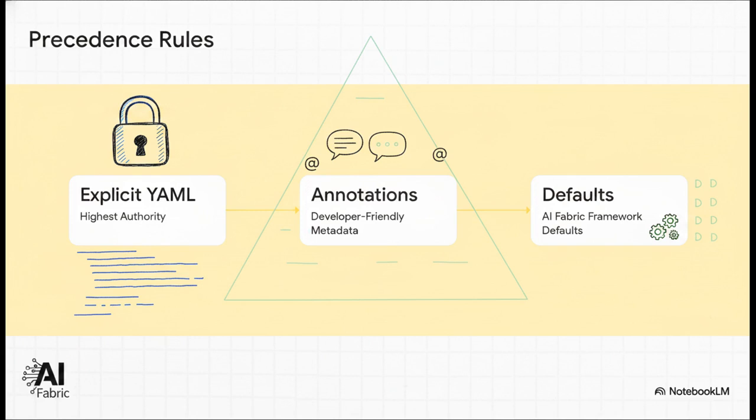Right below that, you have your developer-friendly annotations sitting directly on an entity class, which lets you easily declare which fields are searchable text and which are just metadata. And finally, sitting at the base are the AI Fabric framework defaults. So if there's ever a conflict, or if you just need to rapidly push a new application policy without having to recompile your Java classes, that explicit YAML configuration remains completely authoritative. It overrides everything else every single time.